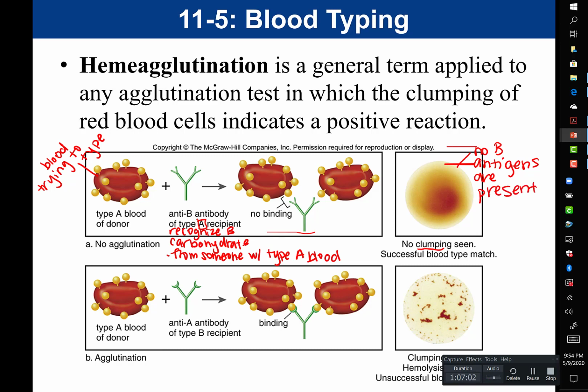Sorry about the pen, it's behaving funny. So no B antigens are present. So if we do this agglutination again, we're starting with the person we're trying to type, and we're mixing it with anti-B antibodies. If we get no binding, meaning we get no agglutination, that tells us that there are no B antigens present. So on that unknown blood, there's no B carbohydrates. Now we repeat this, and now we're going to use anti-A antibody. These recognize A carbohydrates.